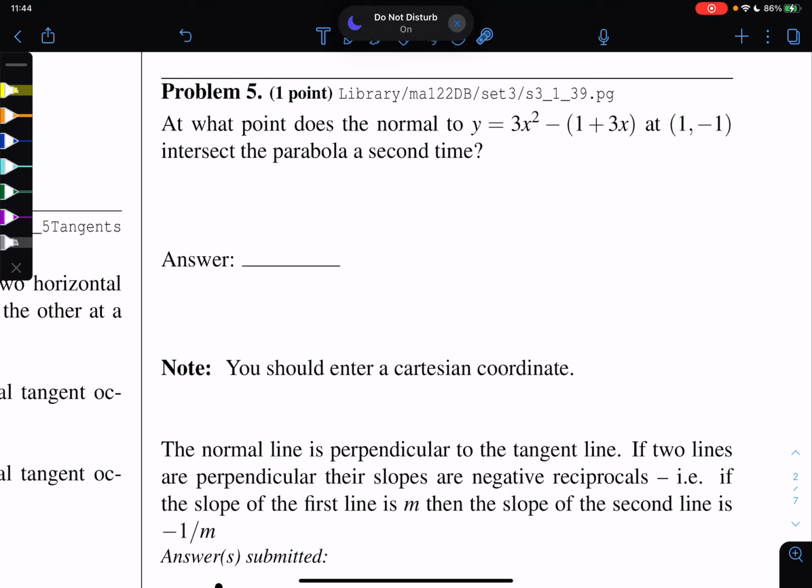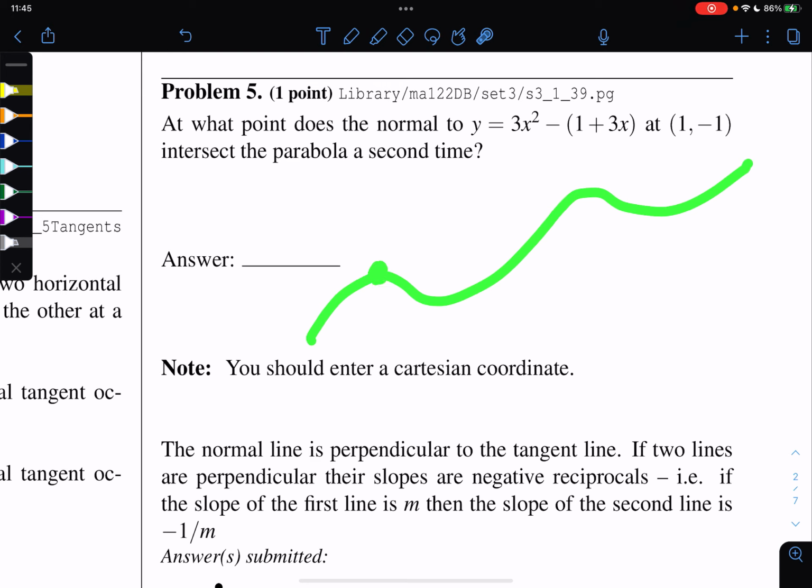Let's look at problem number 5 here. At what point does the normal to the curve at the point (1, -1) intersect with the parabola a second time? Well, clearly, if you have a curve, you can have a point, it has a tangent line, and the normal line is the one perpendicular to it, right? Depends on the way the equation looks.